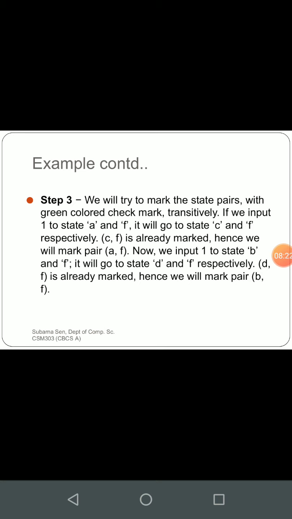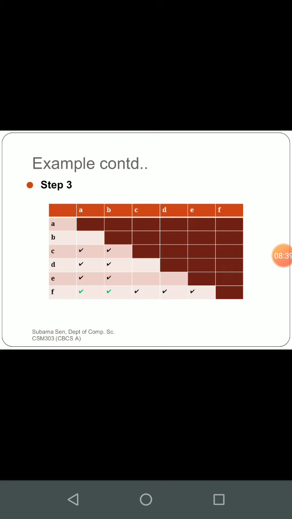Similarly, if you check BF, if we put 1 to B, it will move to D, and if we put 1 to F, it will move to F. So if DF is marked, we can mark this pair as well. Fine. So let us see the new markings we have done. As I stated, we will mark with a green color check. You can see this much ticking can be done.